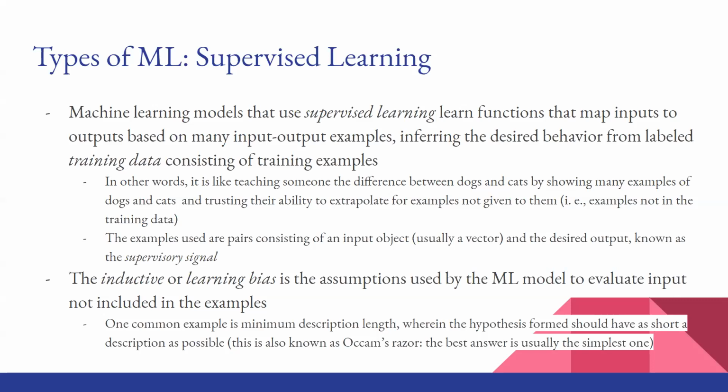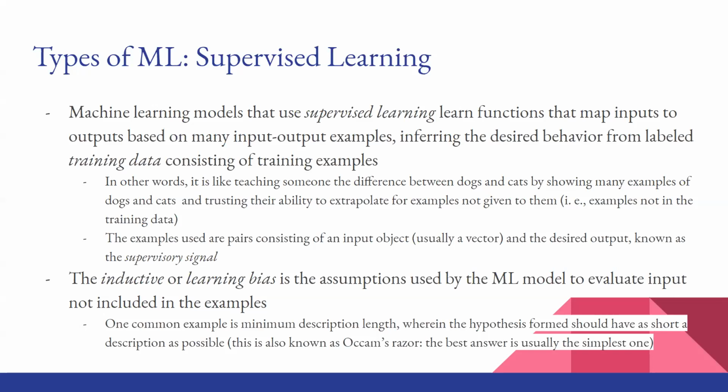So it's like teaching someone the difference between dogs and cats, just like a small child, by showing many examples of them, and then teaching them to extrapolate. For example, in a first grade health class, we teach children that these things are fruits and these things are vegetables. From there, can you extrapolate what other things are fruits and what other things are vegetables?